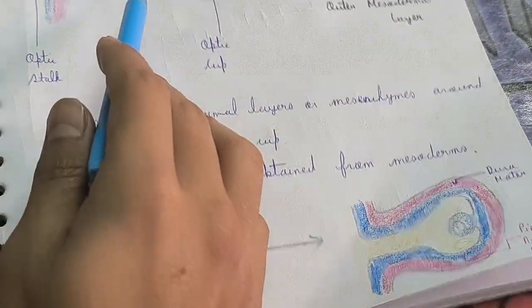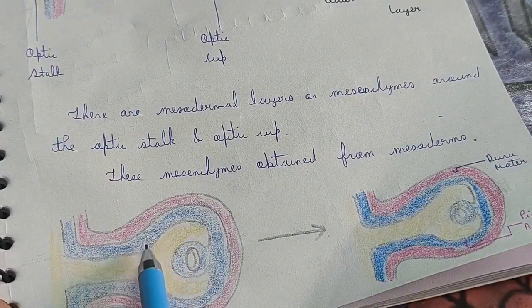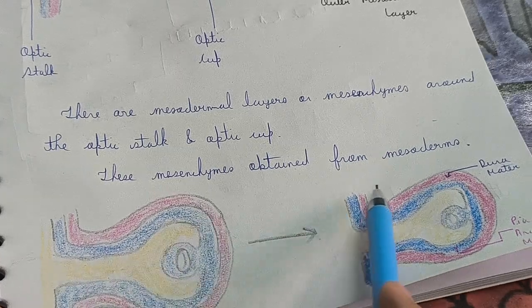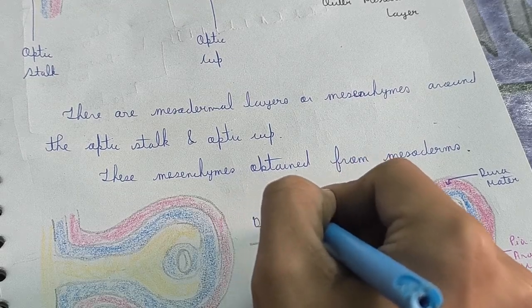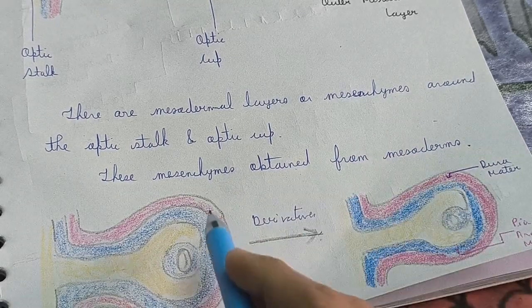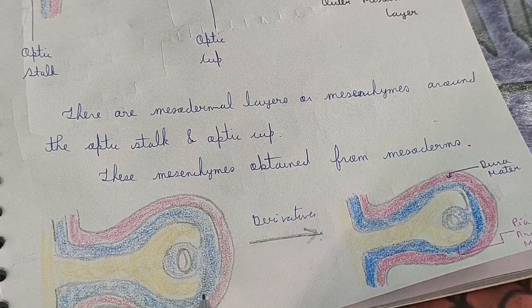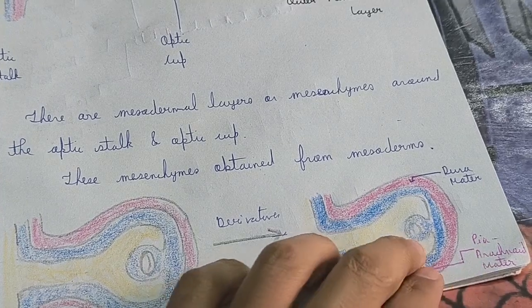Here is the same diagram: this is the superficial mesenchyme, inner mesenchyme, and optic cup. Now later you can see their derivatives. If you want to know their derivatives, it is simple: the superficial mesenchyme forms the dura mater, and the inner mesenchyme forms, you can see here, the pia and arachnoid mater.